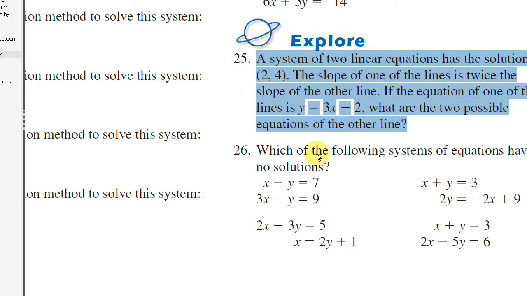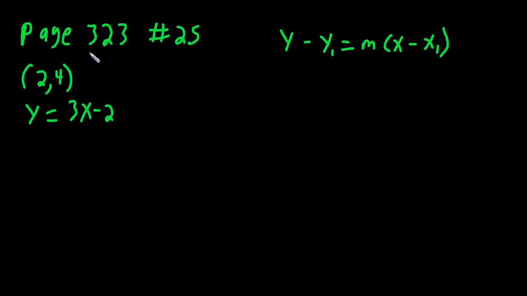So if I come back over here, I've already written down the point here, (2, 4), and this is one of the lines. We want to find another line that has twice that slope, or actually half. This equation is solved for y, so the slope of this line is 3. Any line that has double the slope would be twice 3, which is 6.